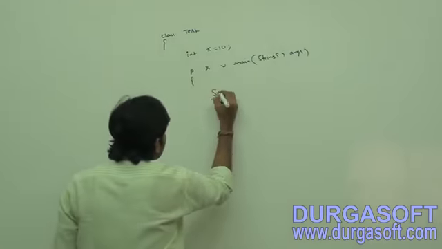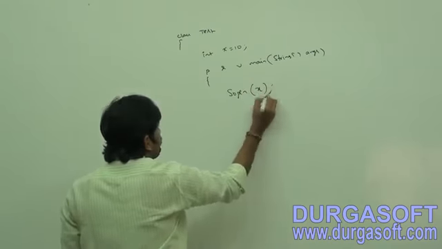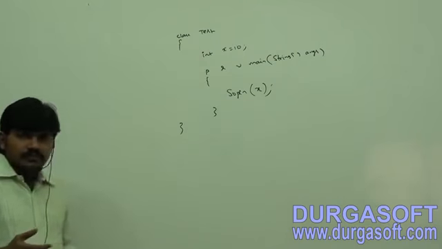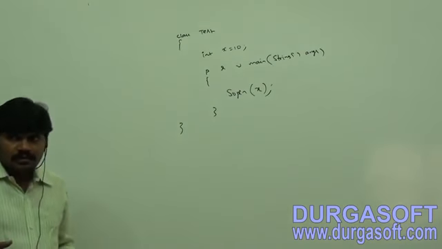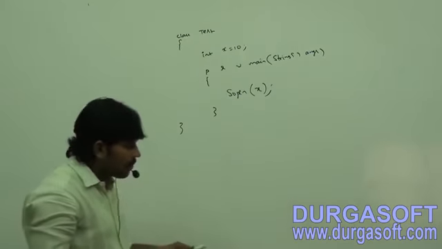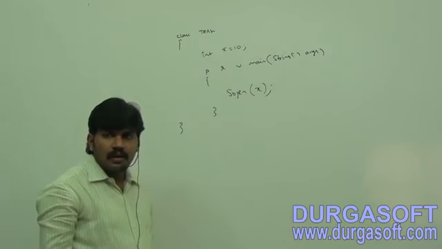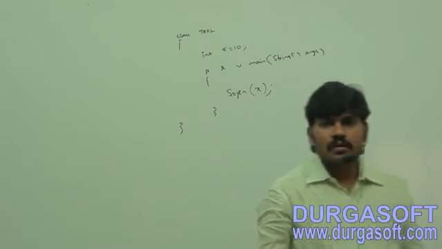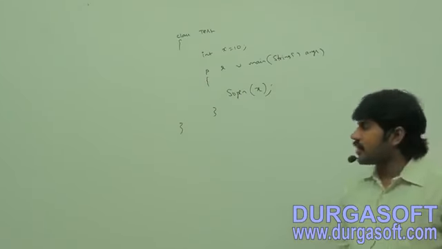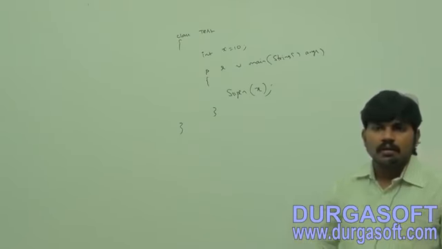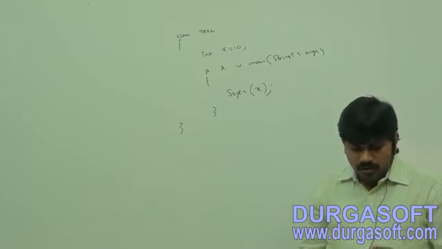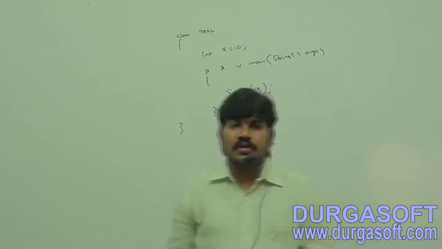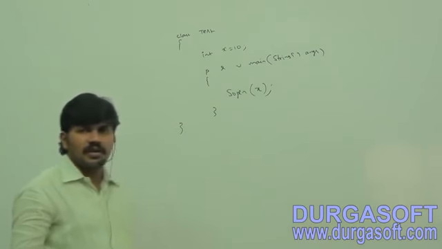System.out.println of x. Can you please print the x value? What is the answer? Don't think too much. What is the answer we are going to get? SOP of x. If I execute it, the compiler will give an error, because we covered this several times at this point.